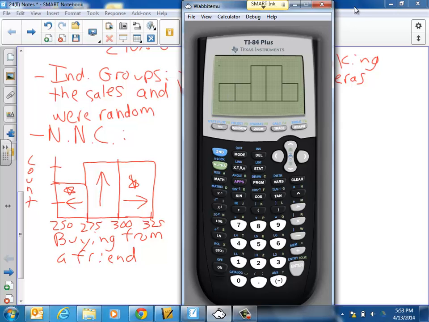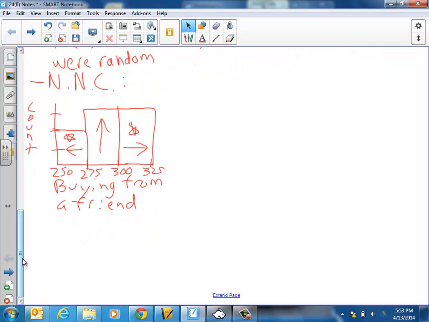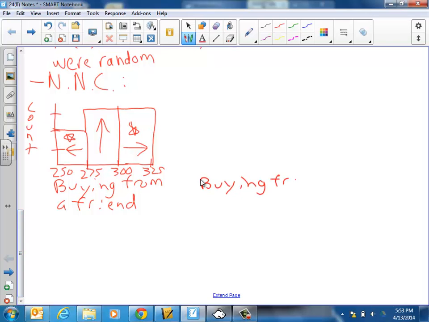unimodal and symmetric. Again, why are we checking for unimodality and symmetry here? Well, because the sample sizes are under 15. You've got sample sizes of 8 and 7. So you got to meet both conditions with your histograms. All right, let's call this second histogram buying from a stranger.